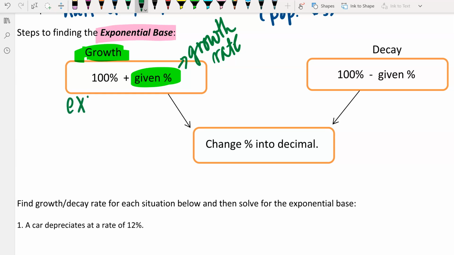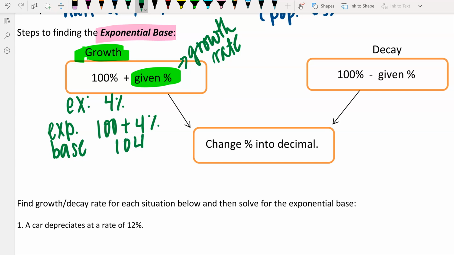So an example I'd like to use is, say you're given a growth rate of 4%. To find the exponential base, you would add 100% plus your 4%. So your base would be the decimal equivalent to 104%. Okay, so it would be 1.04 raised to the x, okay, which is what this last part is saying, change the percent into a decimal.